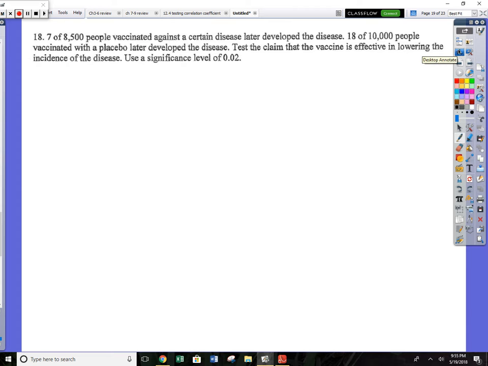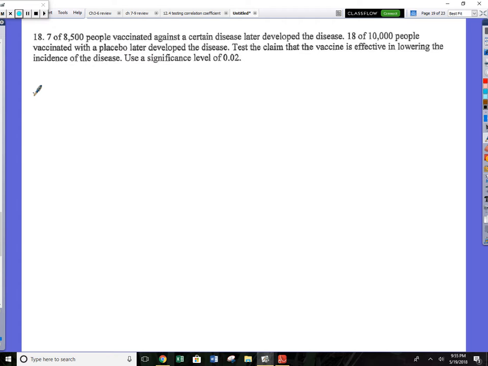Okay, 18. Now this is what we just barely did right before you guys went to Lagoon. 7 of 8,500 people were vaccinated against a certain disease. They later developed the disease. 18 of 10,000 people were vaccinated with a placebo, and they later on developed the disease. Test the claim. So our H0 and our Ha: the claim is that the vaccine is effective. This is what we are suggesting.